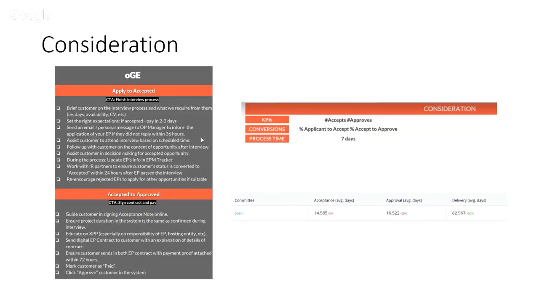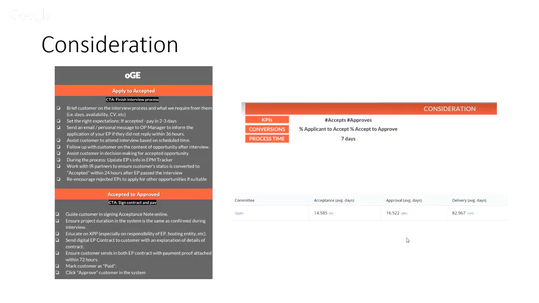The KPIs that we measure in the consideration part are accepts and approvals, and the conversion rate is the percentage of applicants to accepts and the percentage of accepts to approvals. The ideal process time for this part is 7 days. In GE we are having 6 days, and in GT we're having 17 days. That's really good for GT, because normally it takes 20, so we are below the average in process time. We are faster than the global average. We can improve more if we work with the partners.